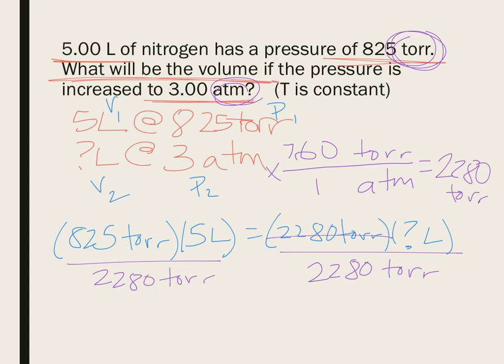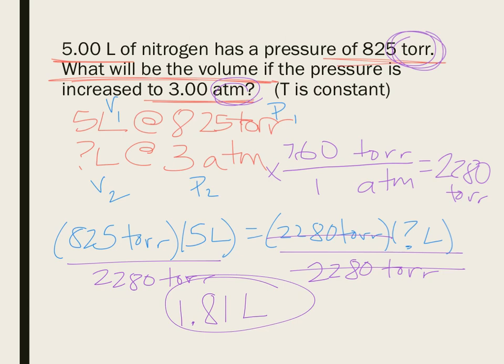So that the 2280 torr cancels on the right-hand side. And on the left, I am left with 825 times 5 divided by 2,280, which gives me 1.8092, or for 3 significant figures, 1.81 liters. And then we always want to double check and make sure that it makes sense.